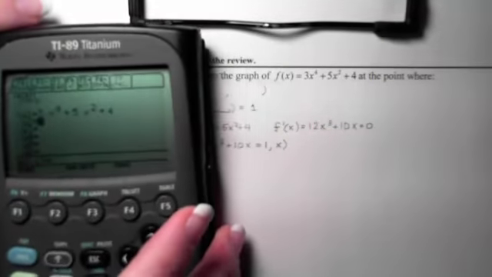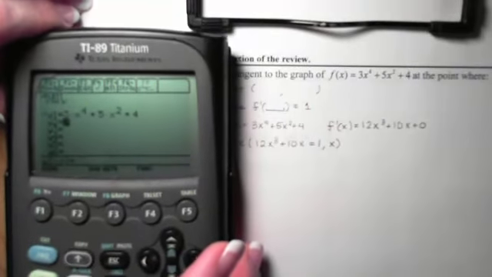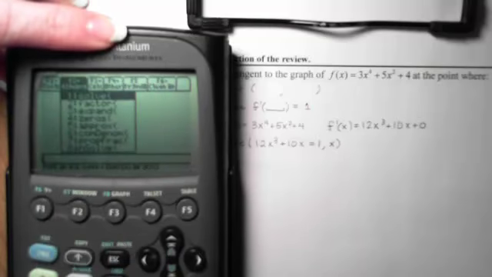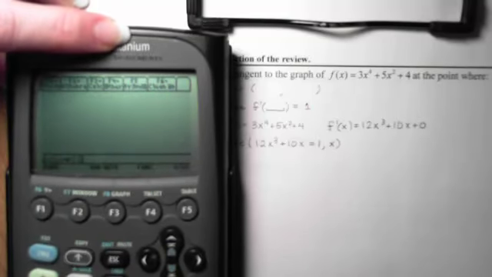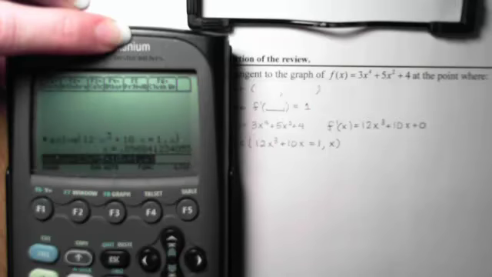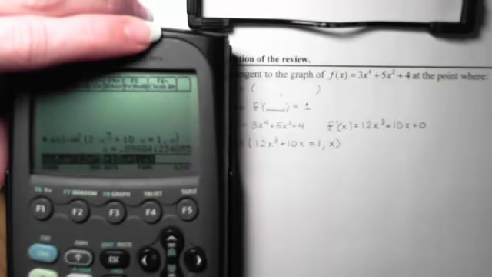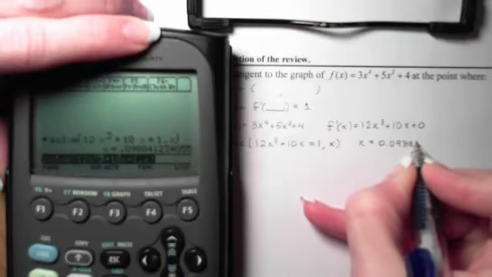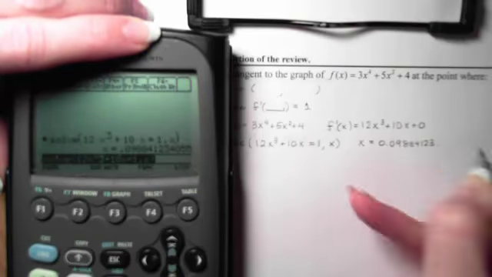So now my calculator comes into play. I'll scoot this over here. So I'm going to go to my home screen. Remember, solve is under F2. So I'm going to solve for when 12x cubed plus 10x equals 1 with respect to x. Now when I hit enter, I'm going to get this big long decimal, and it's going to take some time to work for me. And I can see here that I have x equals 0.09884, on and on and on.